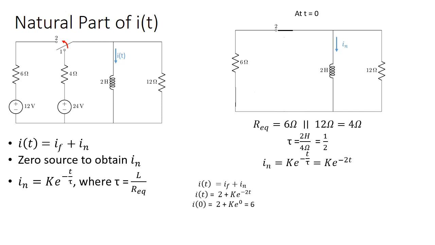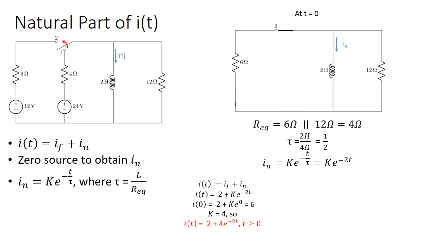We solved for I at 0. We found that it was 6 amps. So what we do is evaluate this expression for I of t at t equals 0. And when we do that, we put in 0 as the exponent for the exponential function. And we end up with 2 plus k e to the 0 equals 6. E to the 0 is 1. So that means that k would have to be 4. And this means that I of t, the complete expression, is 2 plus 4 e to the minus 2t. And that is valid for t greater than or equal to 0.